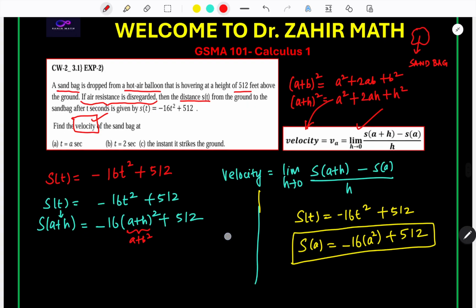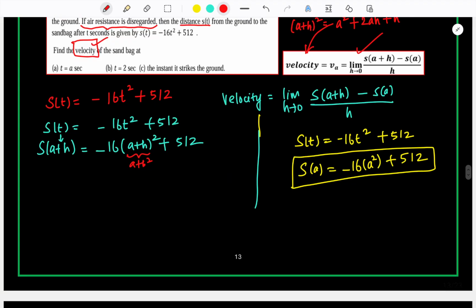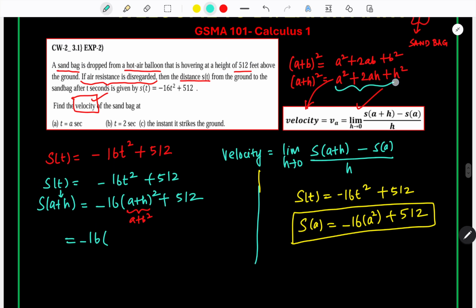So we are going to put the values here. This equals minus 16 bracket open, I'm going to put this one here, which is a square plus 2ah, and then plus h square, and then plus 512. Let me simplify it somewhat.